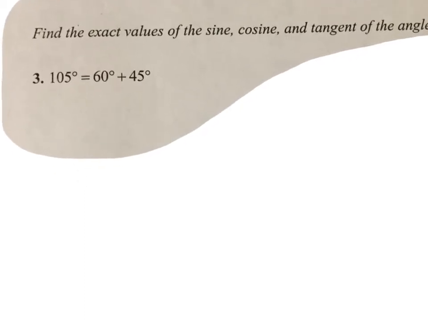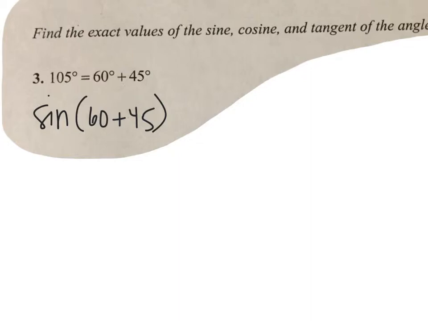Oh, I need to put a pen on here. Let's find the sine of 105 degrees, so the sine of 60 plus 45. Now 105 is not on your unit circle, but we can use these two values that are in order to get there.